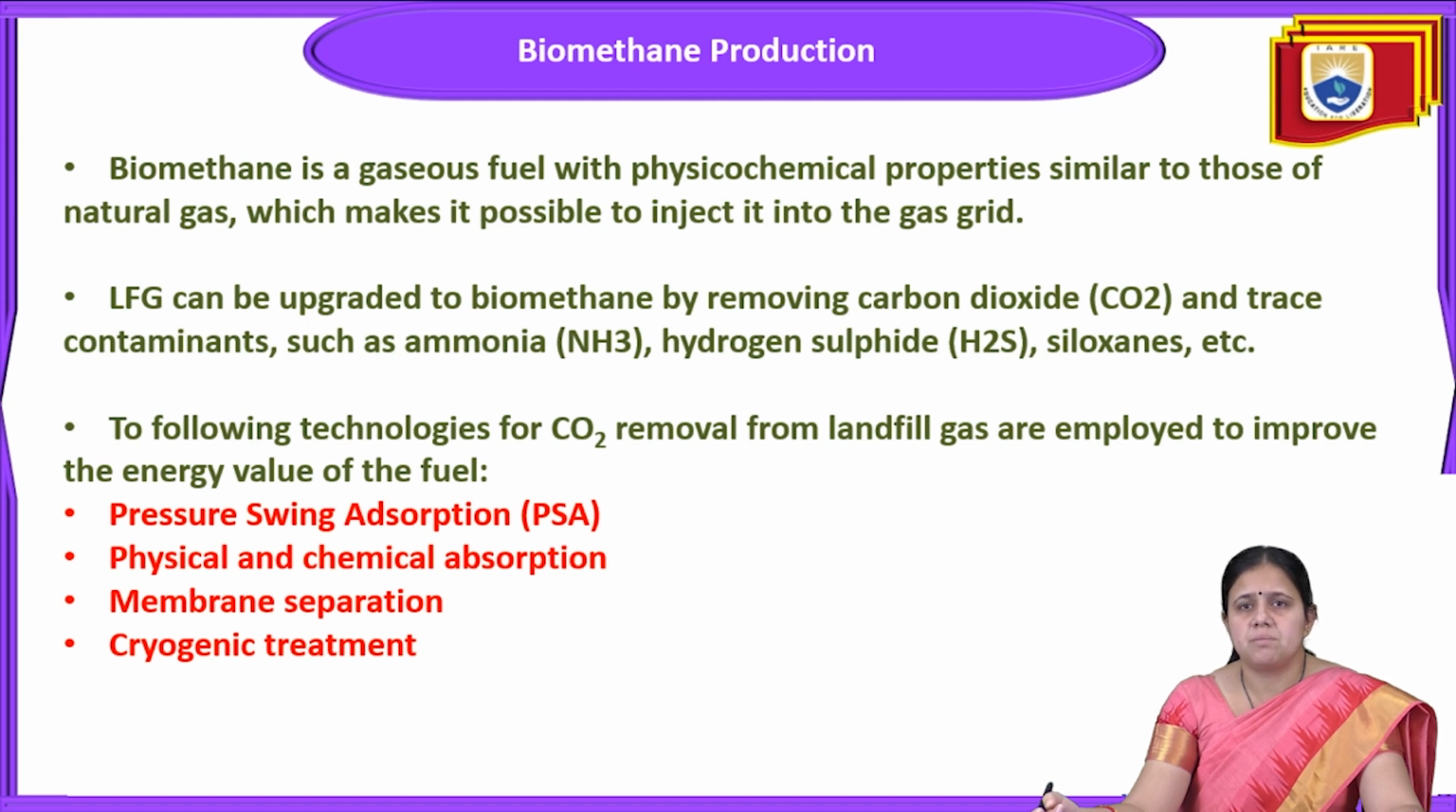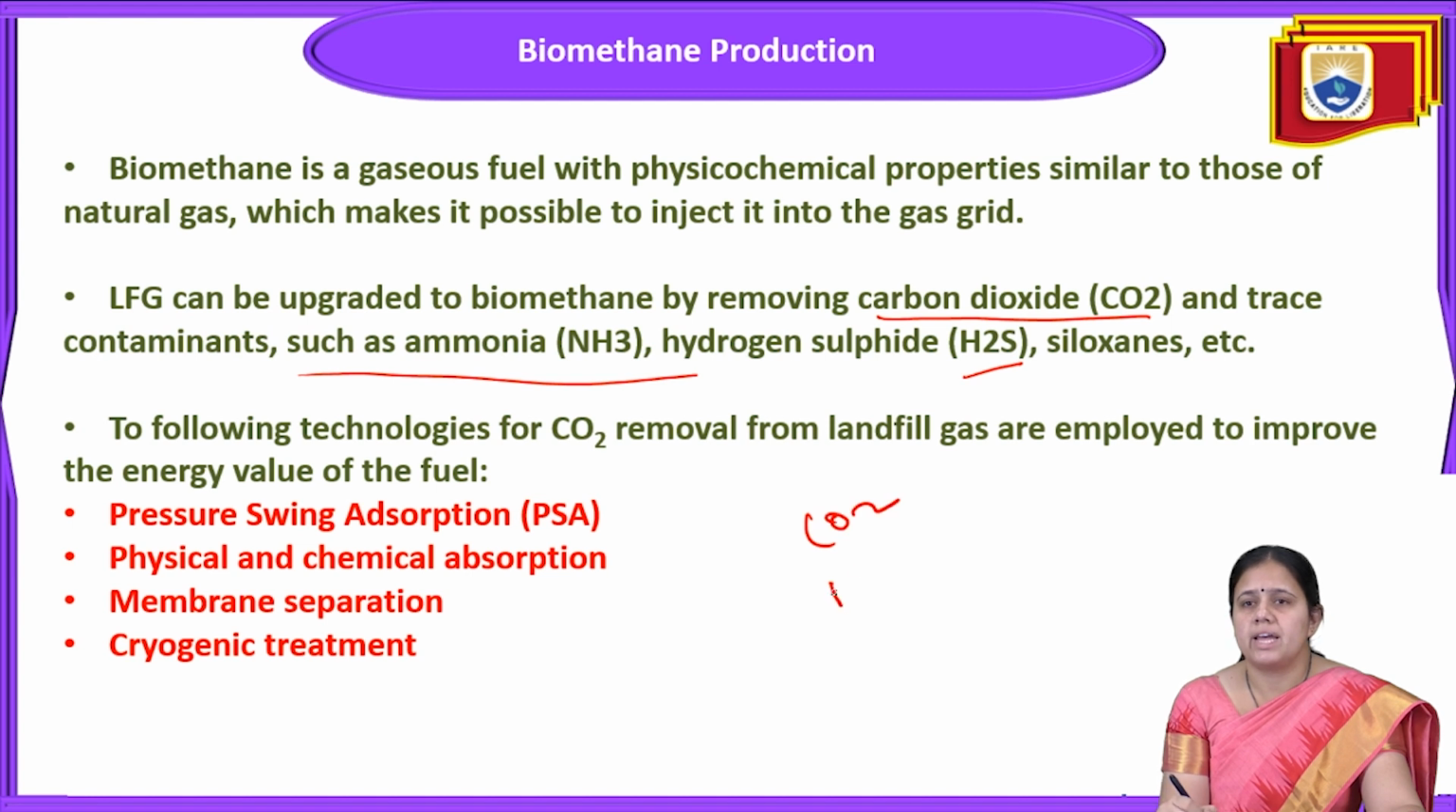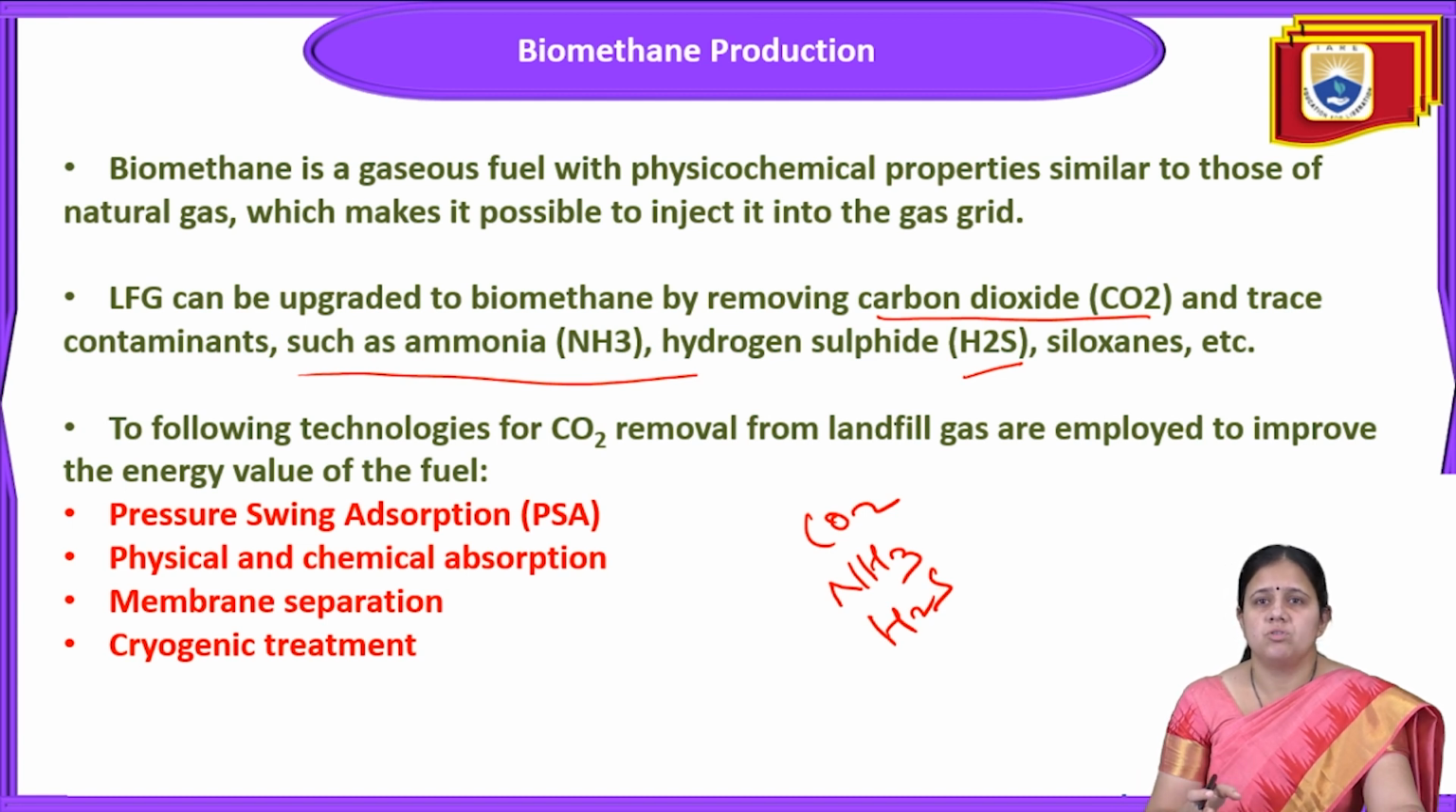So this LFG can be upgraded to biomethane by removing the carbon dioxide and trace contaminants such as ammonia and hydrogen sulfide. So CO2, NH3 and H2S are the contaminants that have to be removed. When we remove contaminants like carbon dioxide, ammonia, hydrogen sulfide and some siloxane, this methane can be used as biomethane.